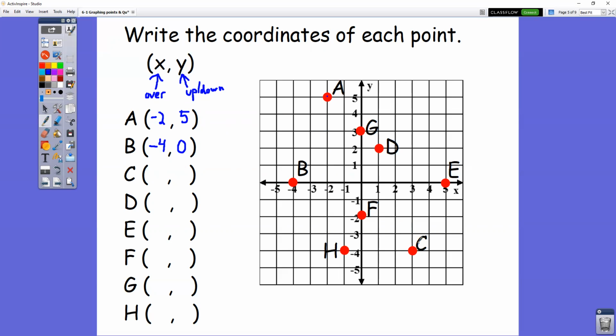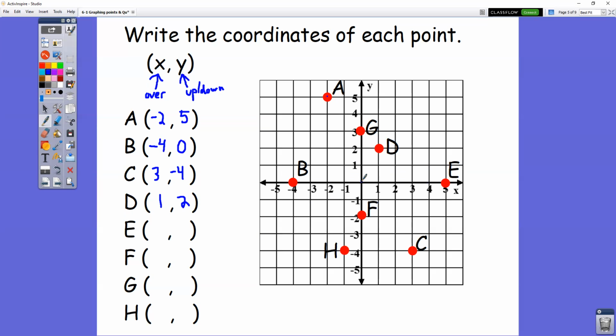Take a look at C. C is down here. Starting in the middle, we're going over to 3, down to -4. Take a look at D. D is right here. Starting in the middle, we're going over to 1, up to 2. So 1, 2.